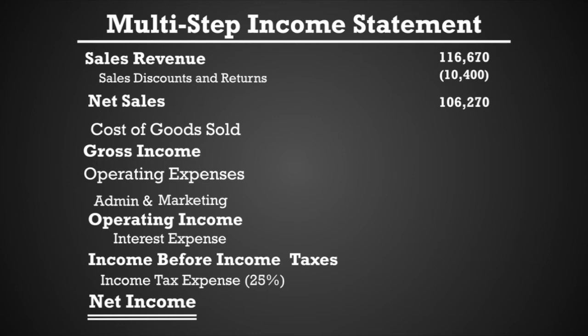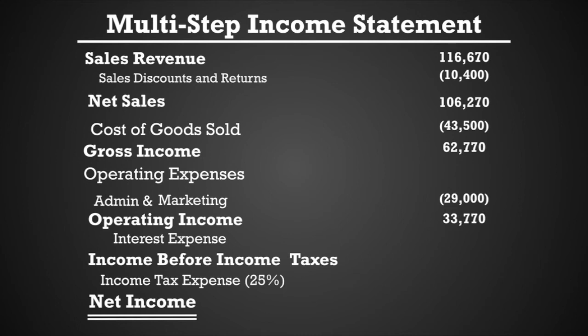Now, we have to deduct our biggest expense, which is our cost of goods sold, taking out $43,500. We move that. After moving that down, we have to go into gross income. So that's what's left over after cost of goods sold is actually deducted. Then we have something called operating expenses. We have admin and marketing expense here. I'm just going to combine them, have $29,000 deducted to get to our operating income.